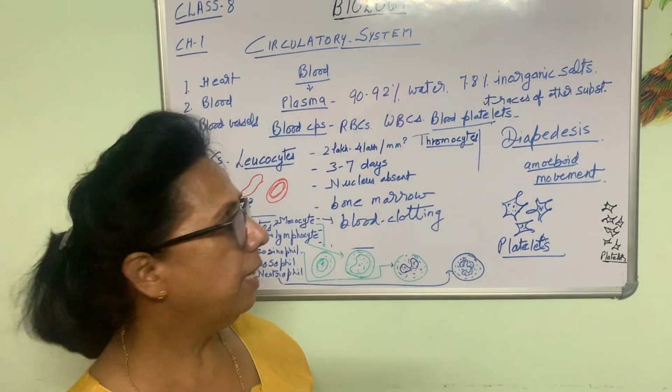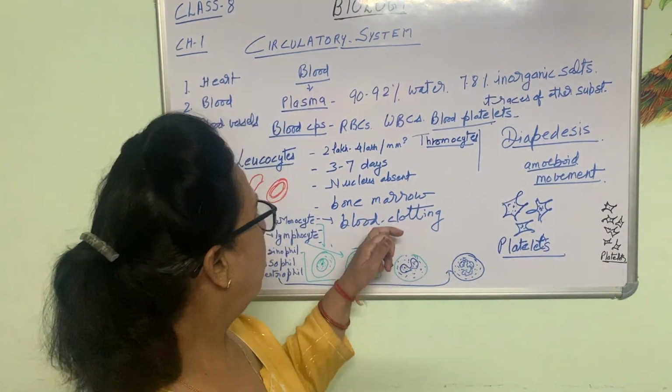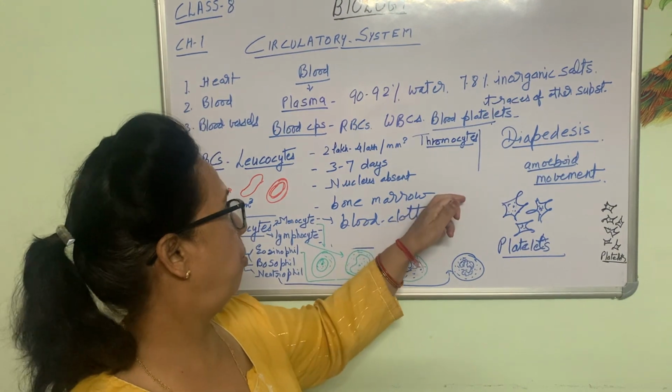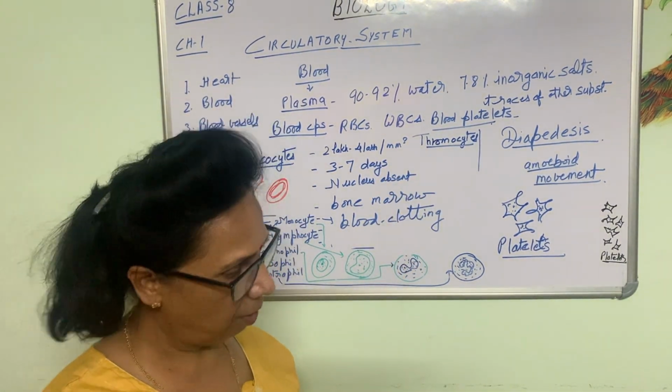Their main function is that they help in blood clotting. We will study the blood clotting mechanism. They are produced in bone marrow. Nucleus is absent. Their lifespan is 3 to 7 days.